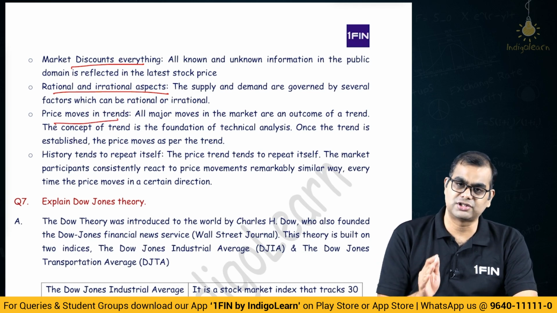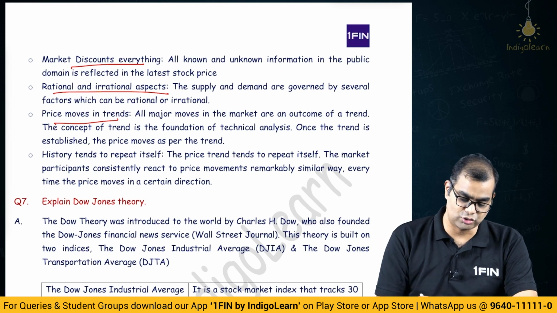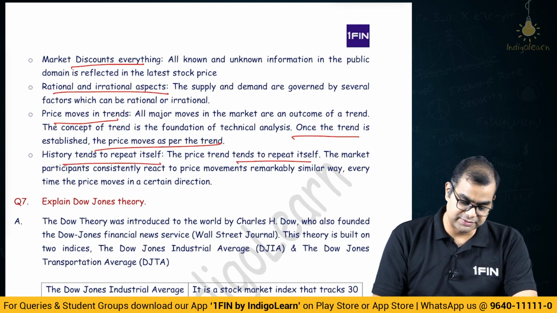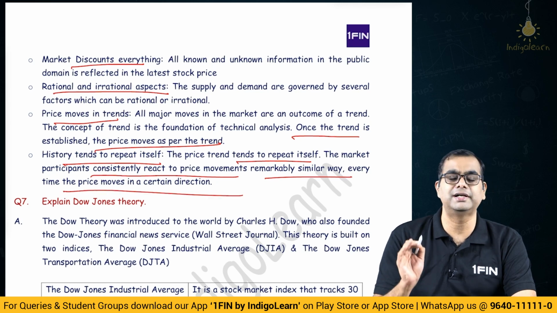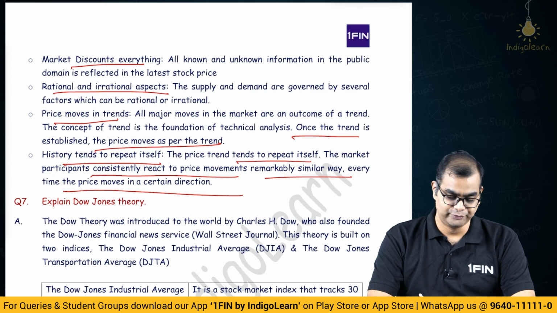Price moves in trends. So there is always trends. There is bull trend, bear trend, upward trend, downward trend, so on and so forth. Once a trend is established, the price moves as per the trend, and history repeats itself. So price tends to repeat itself. The market participants consistently react to the price movements in a remarkably similar way every time price moves in a certain direction. So these are the fundamental assumptions in which a technical analysis works.